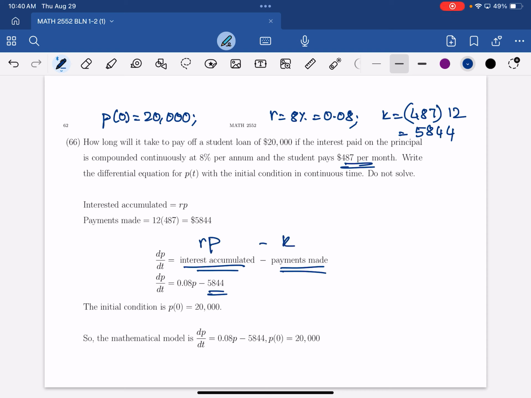So R is going to be 0.08. P is the variable P itself, K is negative 5844. You're paying off your loan, so that means you hope that the loan will go to zero at some point of time. Whenever you're paying off the loan, the sign is negative. Are you with me on that? So that's what it is. And your initial value is P of 0 is 20,000.